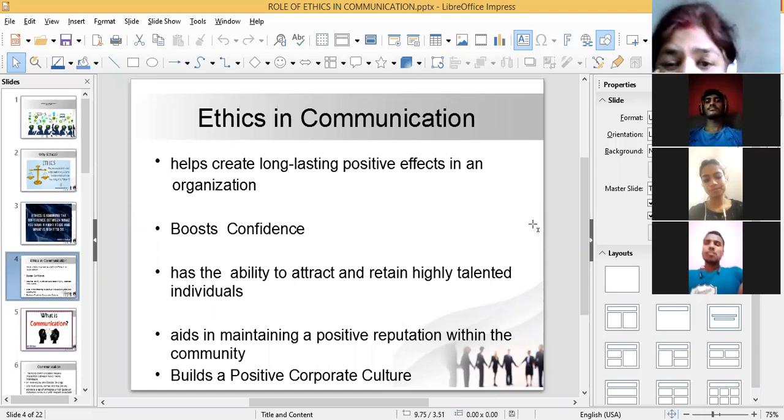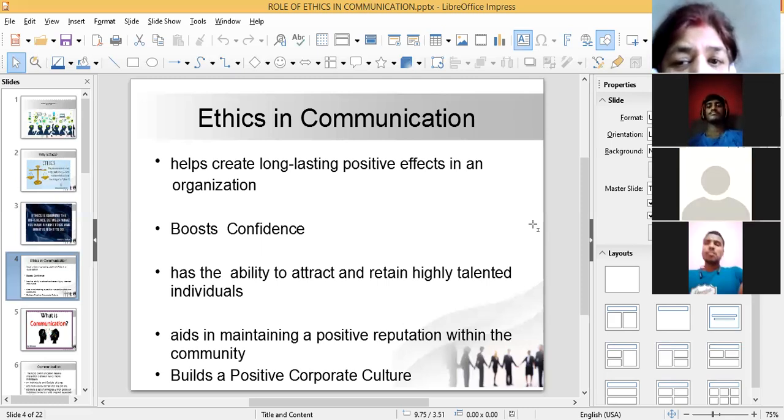Second point, it boosts your confidence. If you're doing something which is right, if you know what you're saying, if you know how you're saying, if you know what is right, knowledge itself boosts your confidence. So the first point is it creates a long-lasting positive effect. Of course, interpersonal communication also is attached with ethical behavior.